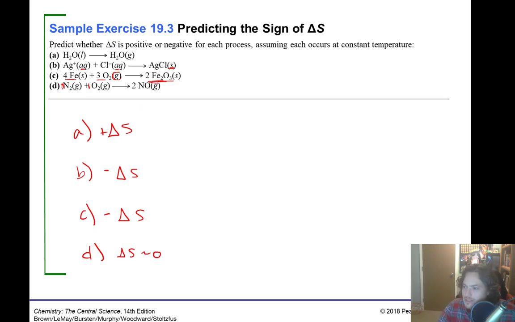Anyway, so that's it for this part here. We're trucking along. We're learning about thermodynamics. Hopefully it's not too confusing. This is probably the most important part that you've got so far, being able to look at a change in a system and be able to determine whether or not your delta S is going up or down.